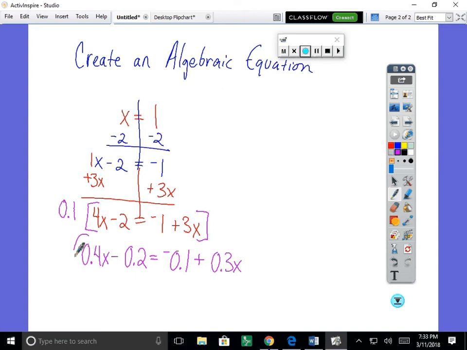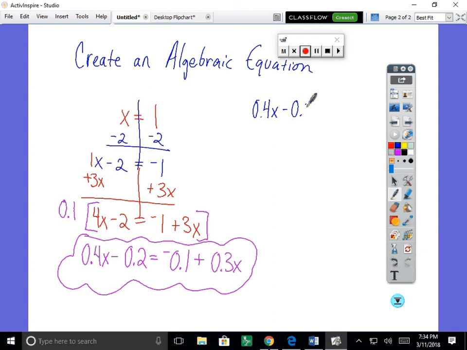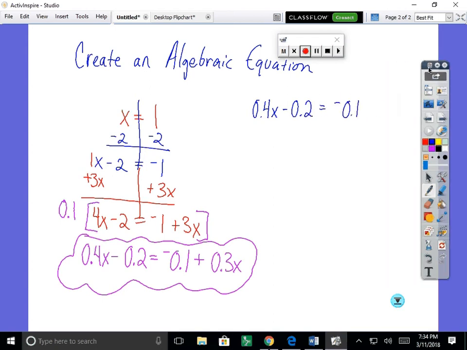Now this would be awesome. I would say, hey, this is an interesting enough equation that you could give this to your friend and see if they could solve it. And the truth is, they should be able to. So let's go ahead and do a quick check and see if it works out. So 0 and 4/10 x, take away 0 and 2/10 equals a -0 and 1/10 plus 0 and 3/10 x. Well, we've made this interesting enough. I don't think they're going to guess that x equals 1, unless maybe they see your paper. So let's see what we would do first.